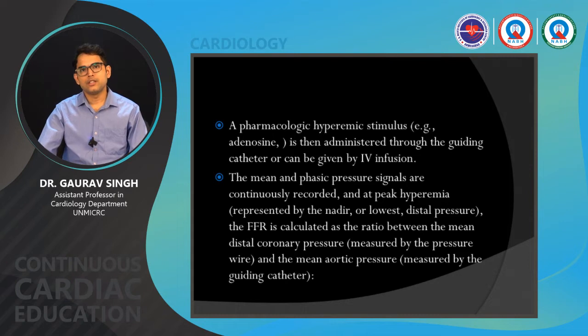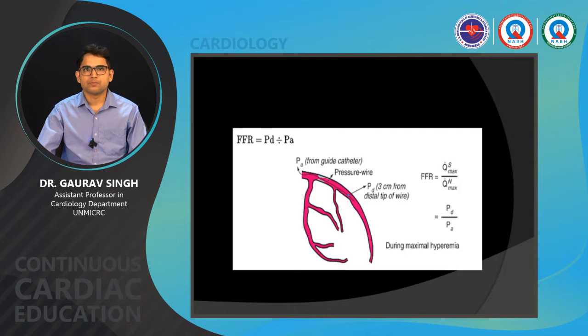Then after positioning of the FFR wire, we have to give a pharmacological hyperemic stimulus. Most commonly we give adenosine, which is given by IV infusion or intracoronary bolus. The mean and phasic pressure signals are continuously recorded, and at peak hyperemia, we measure the aortic pressure and the distal and proximal coronary pressure. So this is how you do the FFR.